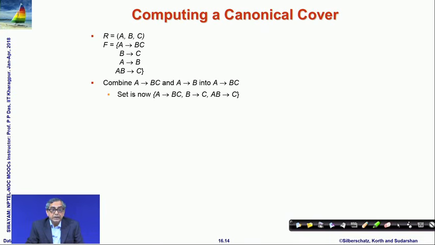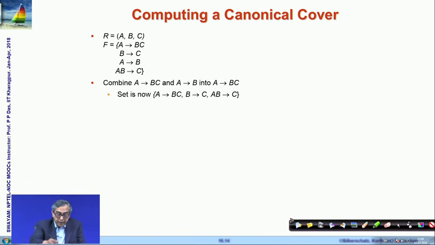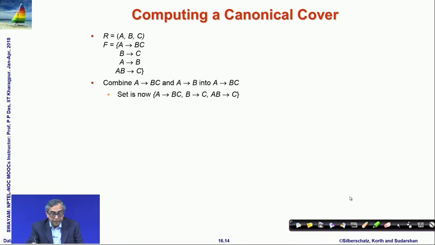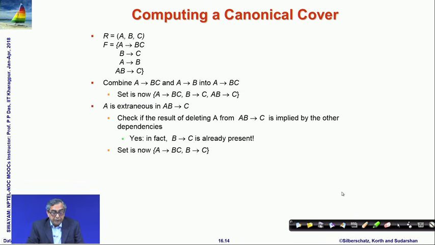First, since all left hand sides have to be unique, we combine these two in terms of A determining B C. So, it becomes a simpler set. A determining B is removed. Then I would check for A being extraneous in A B determining C, and we find that it indeed is extraneous, because B determining C is already there. You can do the formal test in terms of the closure. So, the set gets even simpler.